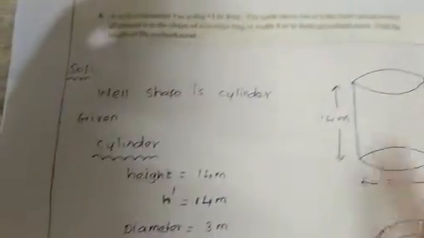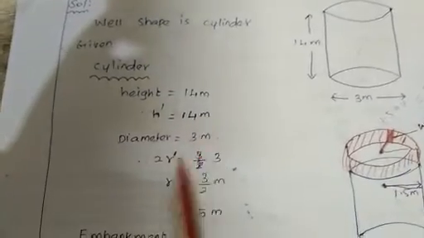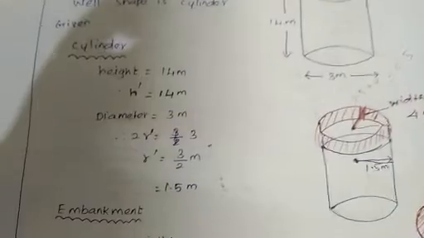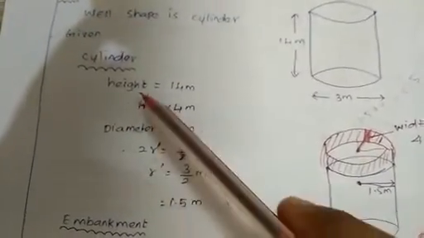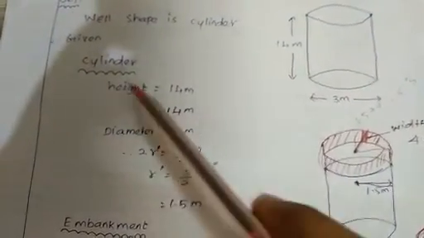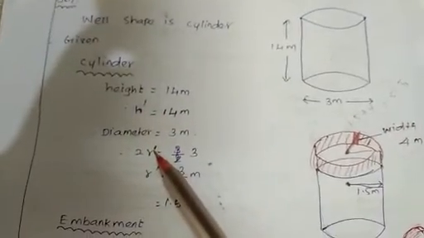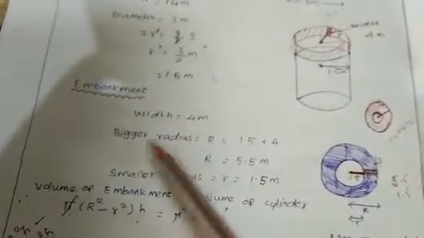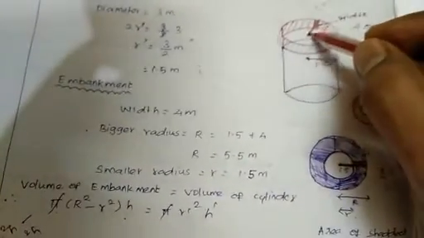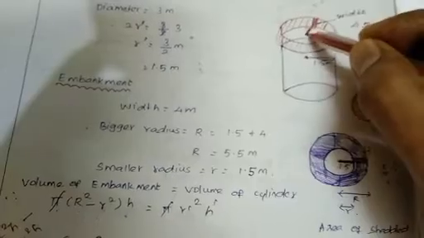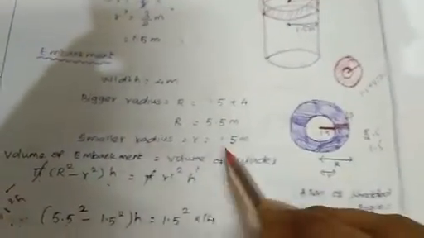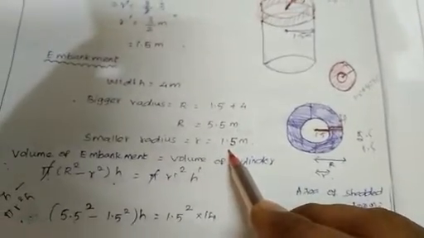Now the data. In that cylinder, height 14 meter, diameter 3, that is radius 1.5. Both are cylindrical form. We need to give the difference. For the well, give r dash and h dash: cylinder height h dash and radius r dash. So embankment width 4 meter. So the bigger radius is the small radius 1.5 plus 4, so 5.5 meter. Smaller radius is already 1.5 meter. Now their volumes are equal.